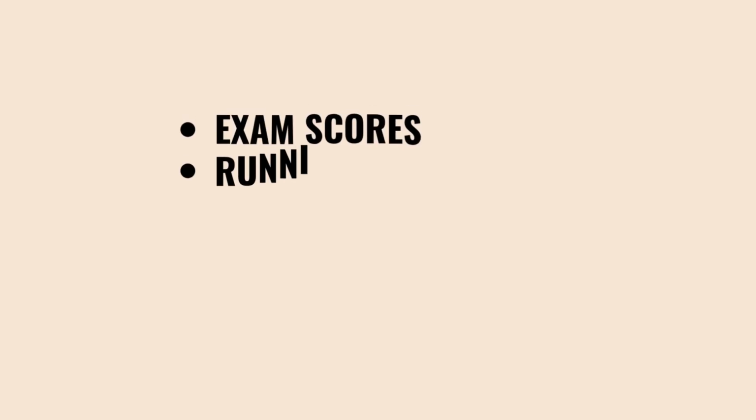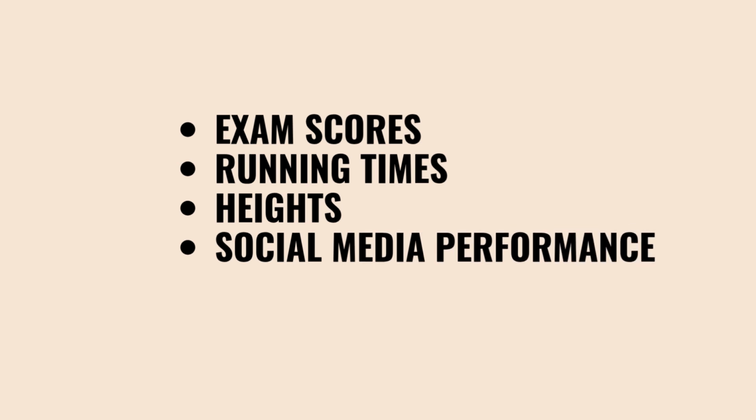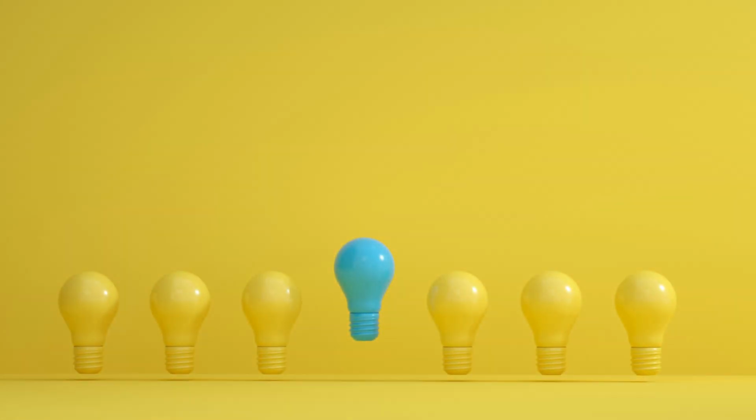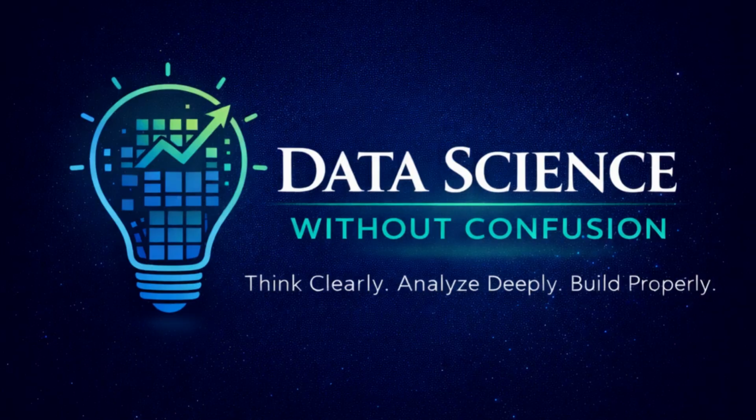Z-score converts any value into a standard scale, so we can compare exam scores, running times, heights, social media performance, all using one common measure. Z-score doesn't just tell you the value, it tells you where you stand. In the next video, we will explore outliers, values that are so extreme they can completely change your data. See you in the next lesson.